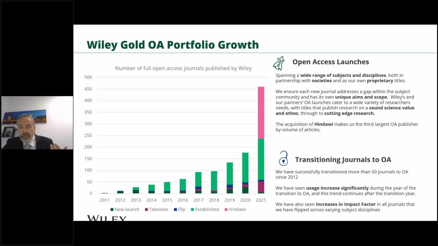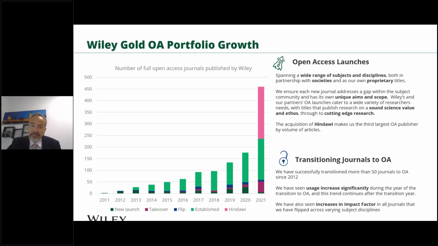Well, this year, we are in 2022, it marks 11 years since the launch of Wiley's Open Access Journal program. So there's no need to say that the open access movement has grown dramatically in the world. At Wiley, we now have over 450 gold open access journals today, and over 1,400 hybrid journals. So what we have noticed, of course, is that transitioning journals from subscription only to open access has seen a significant increase, and it's also seen an increase in impact factor in all journals that have flipped across varying subject disciplines.